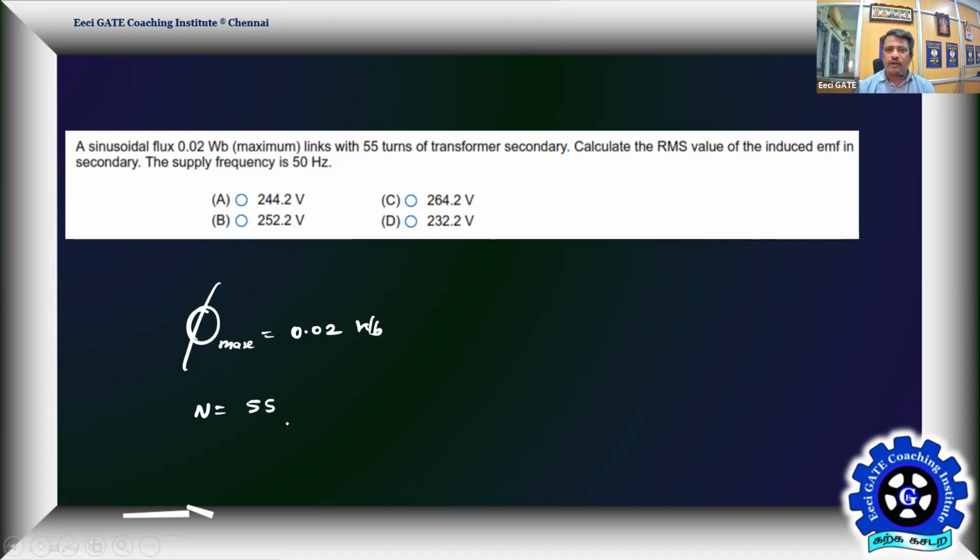The flux in the core of a transformer is given. You should feel like, yes, it's a transformer. If nothing is mentioned, you can treat it as an ideal transformer. Then for this flux linking the 55 turns in the secondary, what is the RMS value of the induced EMF? The supply frequency is also given as 50 hertz, so frequency is given.